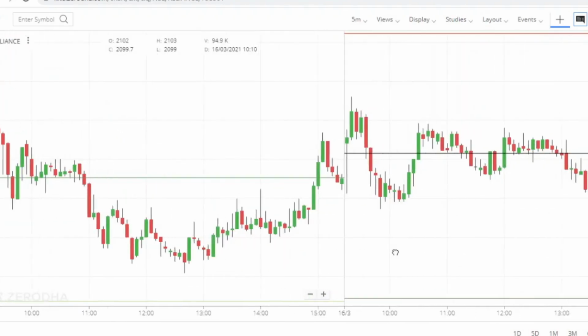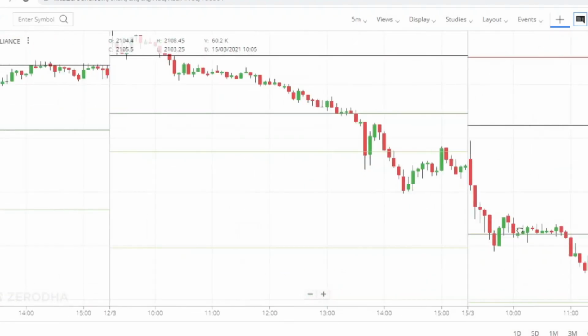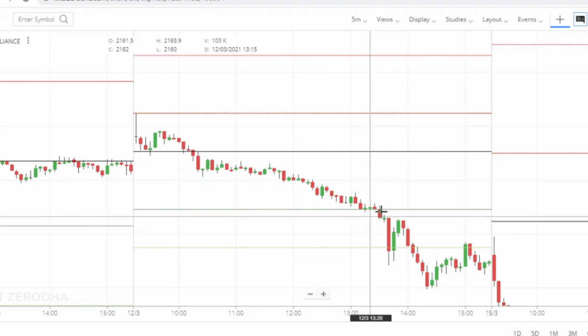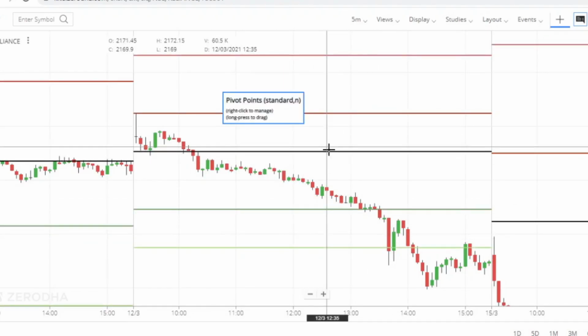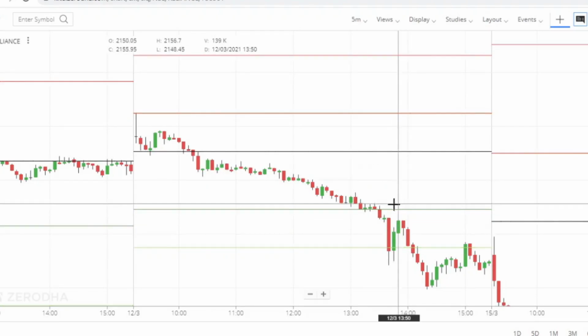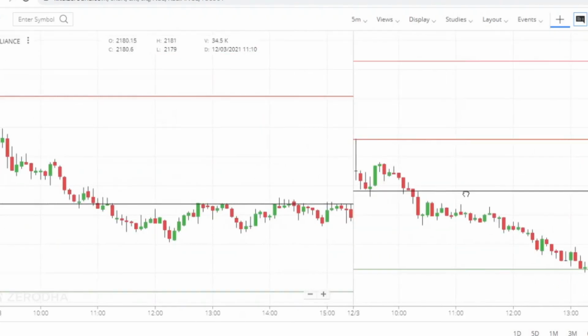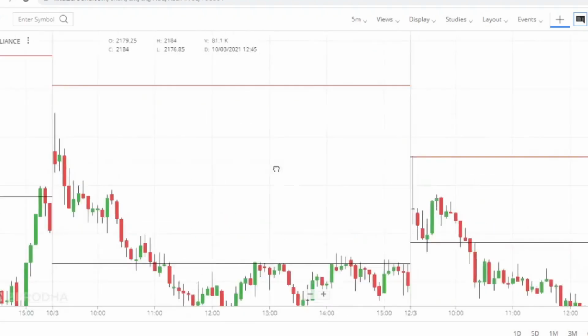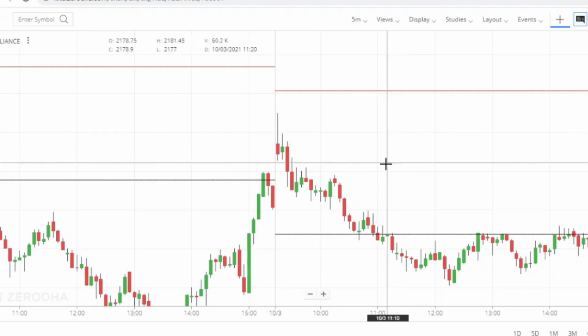Now you can see how pivot points are drawn in my chart, and how price is facing resistance at the support line and the central pivot line. This is called the central pivot line and this is called the support line. You can see here how price is facing resistance at the support lines, and how price is facing resistance at the central pivot range. So this is the easy way to get support and resistance levels in your chart.